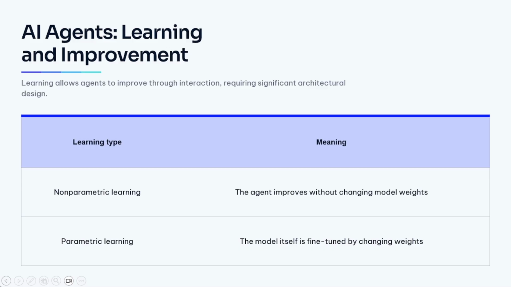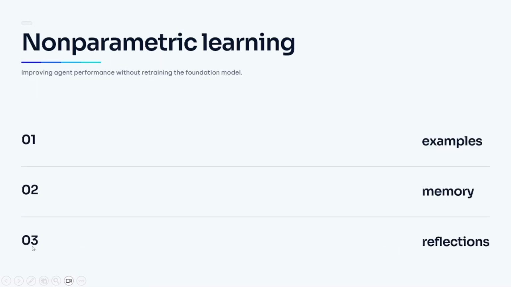So we have two types of learning: non-parametric learning, where the agent improves without changing model weights, and parametric learning, where the model itself is fine-tuned by changing weights. So those are the types of learning we have. Non-parametric learning means improving agent performance without retraining the foundational model. So how is this done?